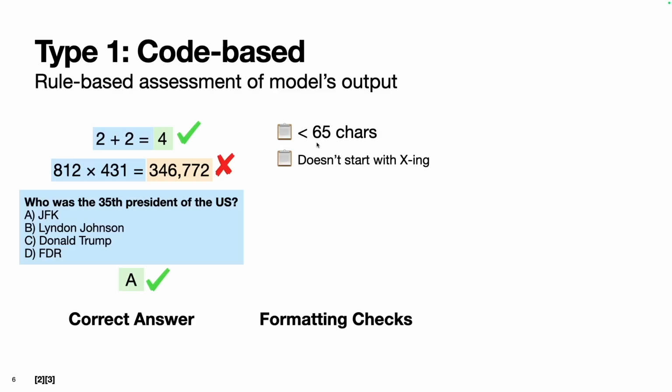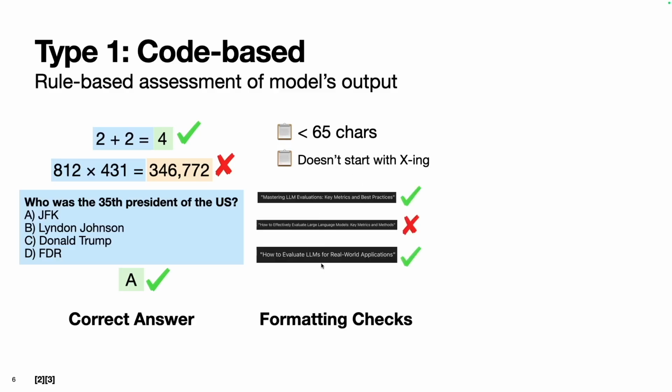Even though these are loosely correlated to good titles, they can still give us some insight on what system designs are better than others. So applying these to the three responses we saw earlier, we see that the first and the third one pass this first check of being less than 65 characters. And then we see that the last two pass this check of not starting with an ing word. So this agrees with our vibe check that this is the best title out of these three.